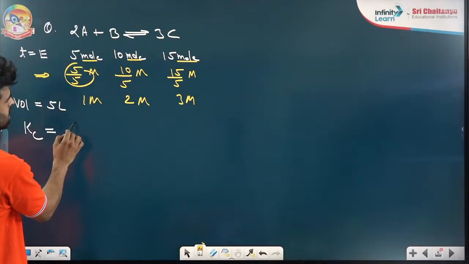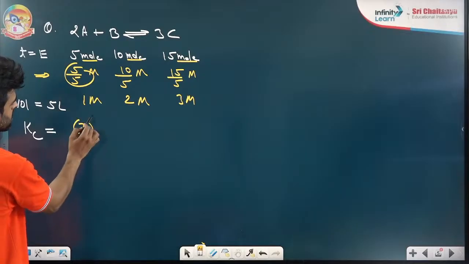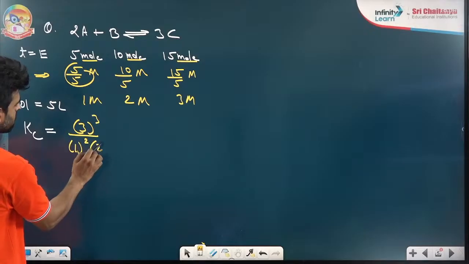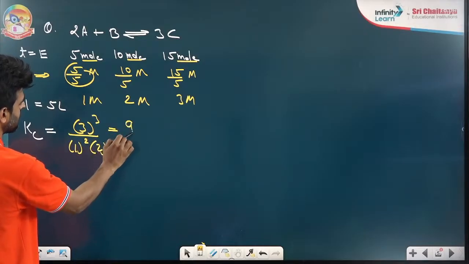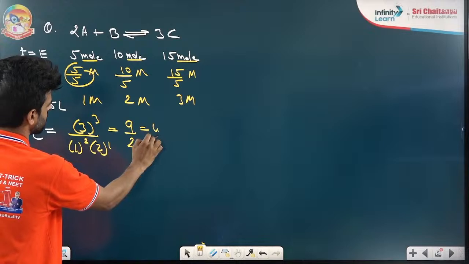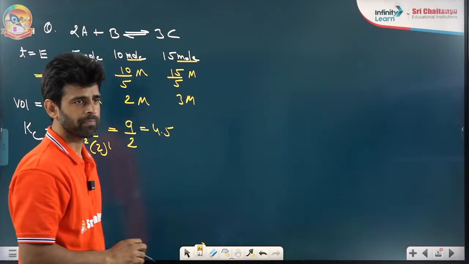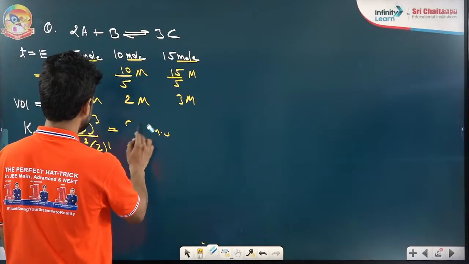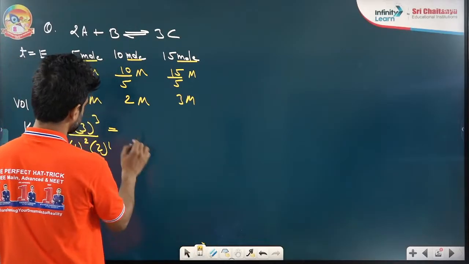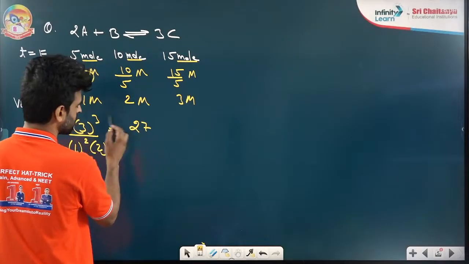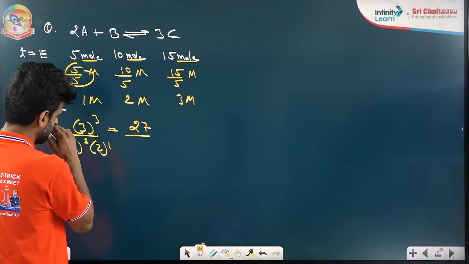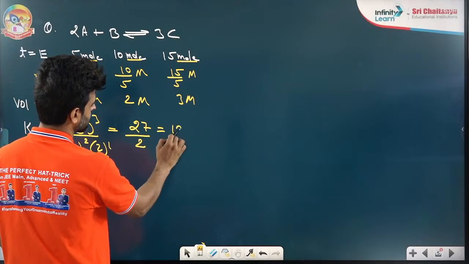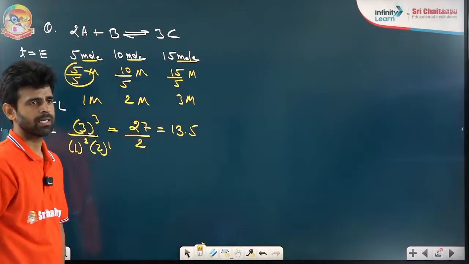Now it is very easy. C is 3, power 3 here. A is 1, power 2, and B is 2, power 1. So from here 9 by 2 is coming, 4.5. Clear? Sorry, 3 cube they have given. 3 cube means 3 into 3 into 3, 27, divided by 2. So it's coming 13.5. Great, that's it.